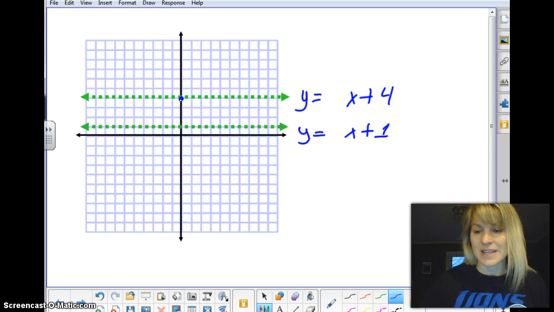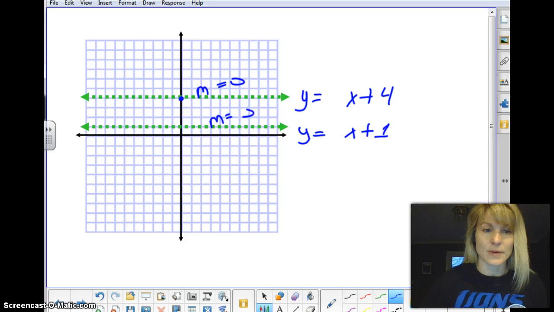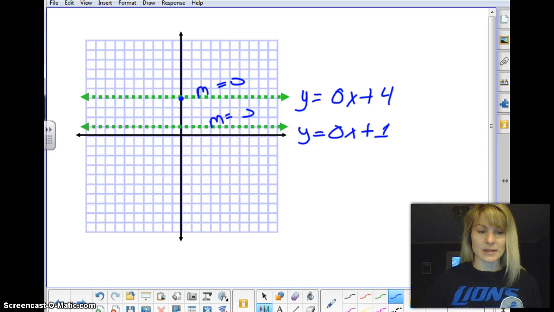And then I want to figure out what the slope is. Well, it's not rising anything, but it's running a whole bunch. So the slope here for these types of horizontal lines should always be 0, right? So that would be 0x. Well, you know anything times 0 is 0.